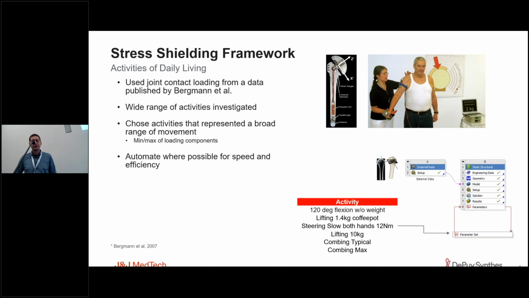And you can see on the screen, just automate where possible. I think these models are initially hard to set up the first iteration, but if you're smart about it, you can quickly iterate through many different cases.